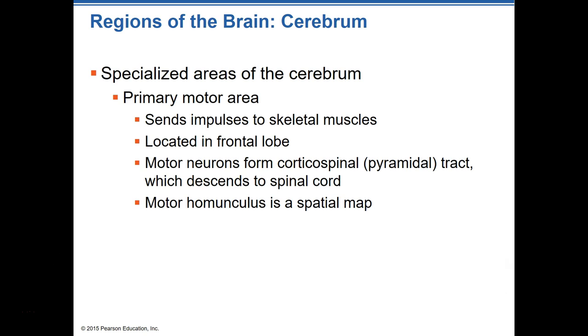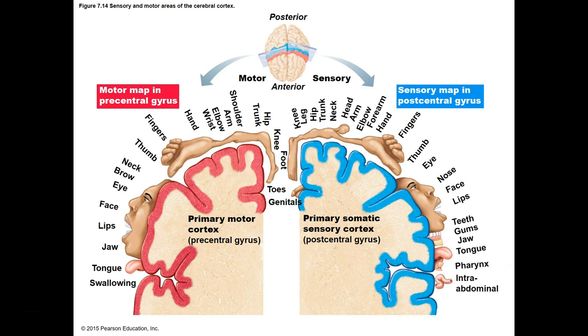There are some specialized areas of the cerebrum. There's a primary motor area that sends skeletal impulses, located in the frontal lobe. And of course it's got that homunculus, the spatial map in that area as well. So it can refer to the map of what's going on or where it's at in the body. And we can kind of look at that on this picture. It kind of gives us how the body sees the spatial map, how it's got things mapped out of where they're at.